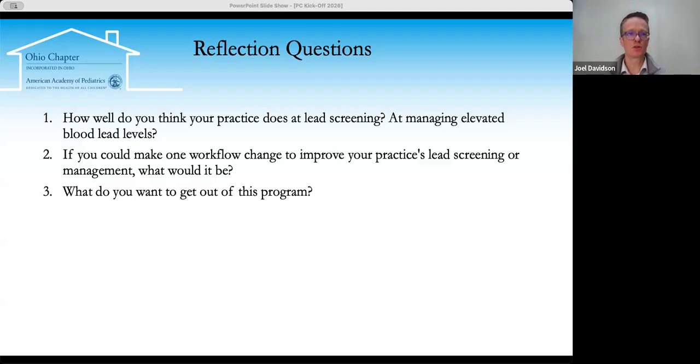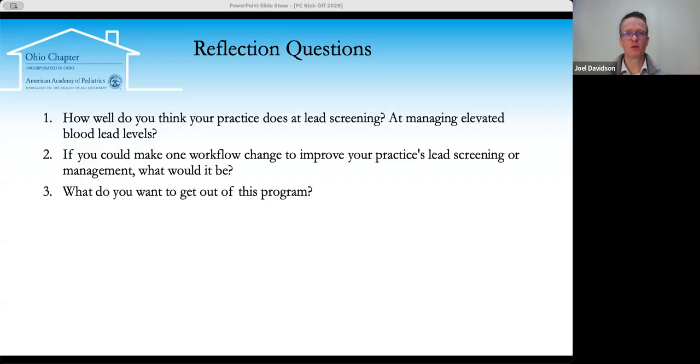The second reflection question is, if you could change one thing in your workflow to improve your practice's lead screening or management, what would that be? And then the third question is, what do you want to get out of this program? So what I'm going to do is have us all pause for a minute. I'm going to stop talking, and we're going to take 3 minutes and have you write down those responses.